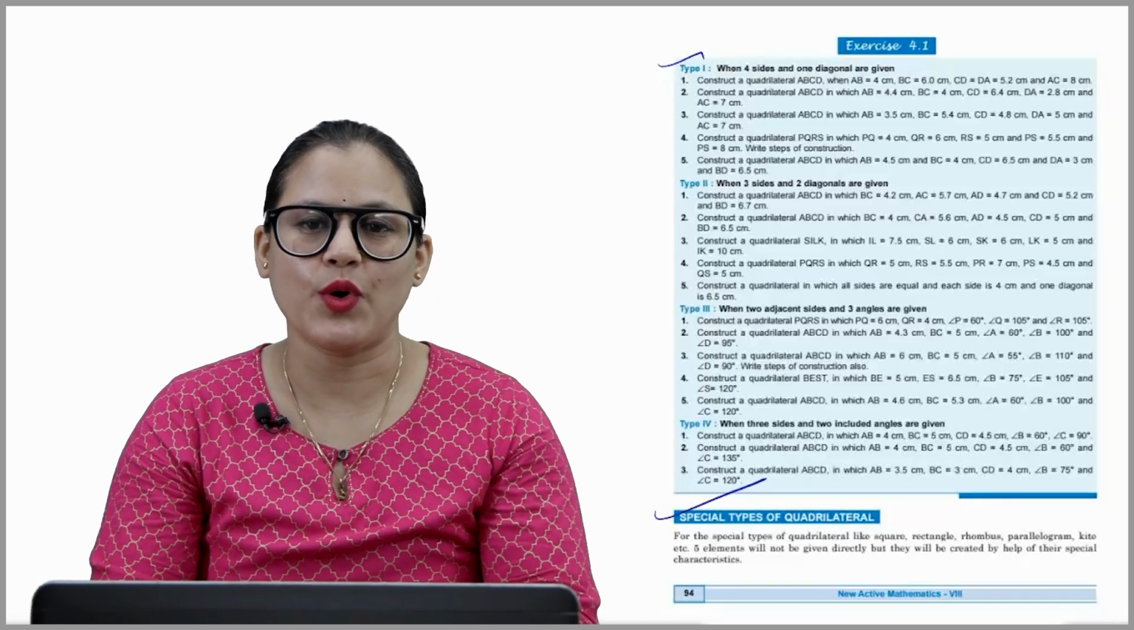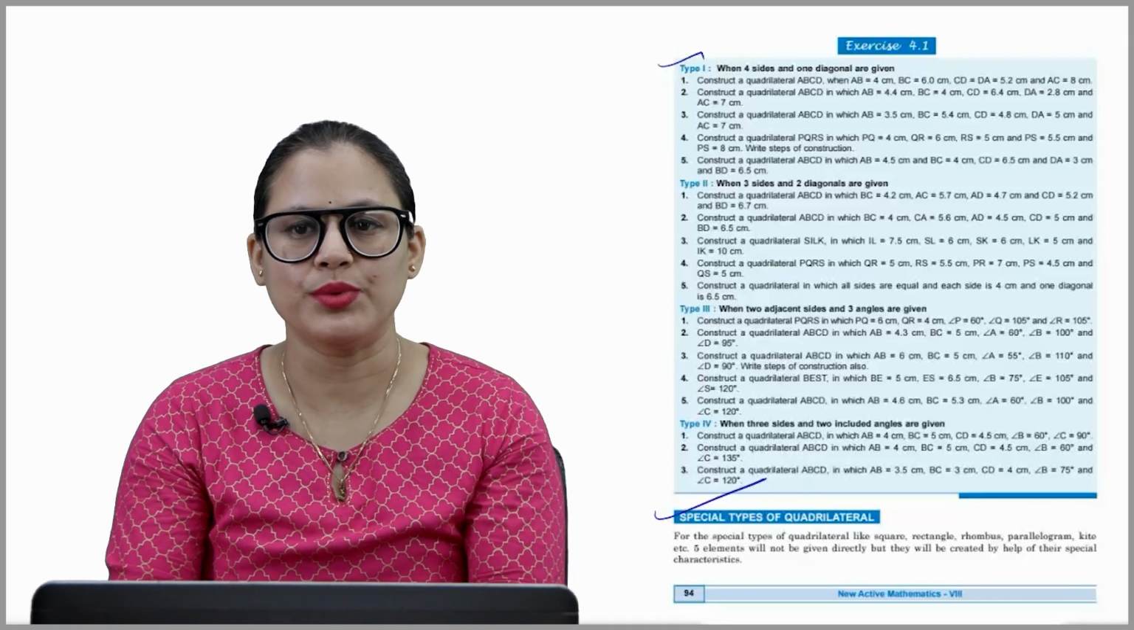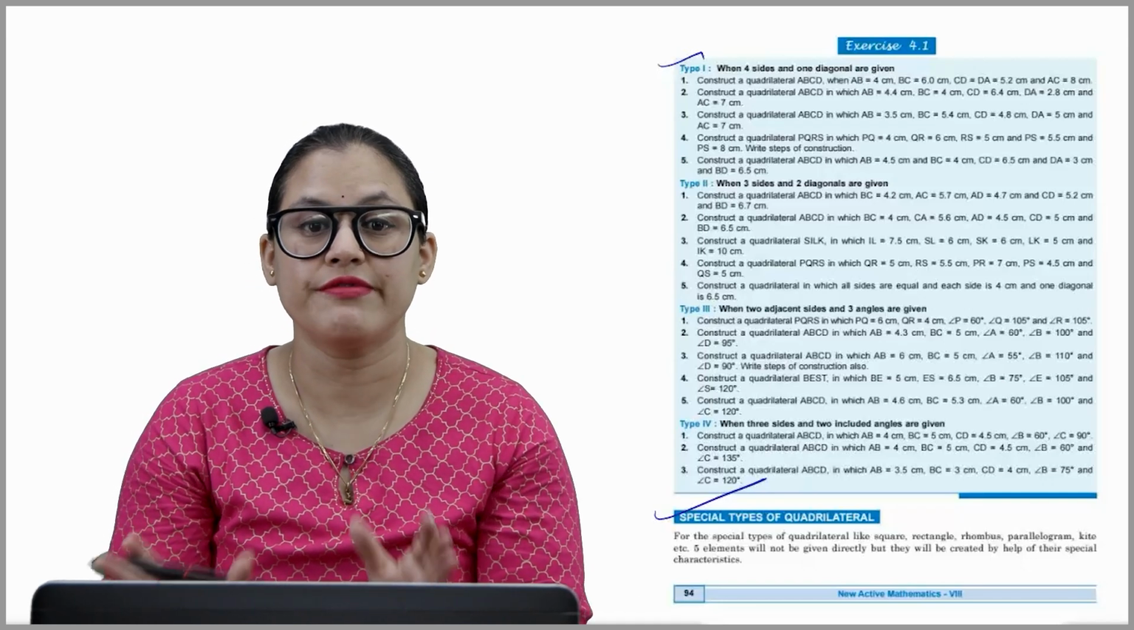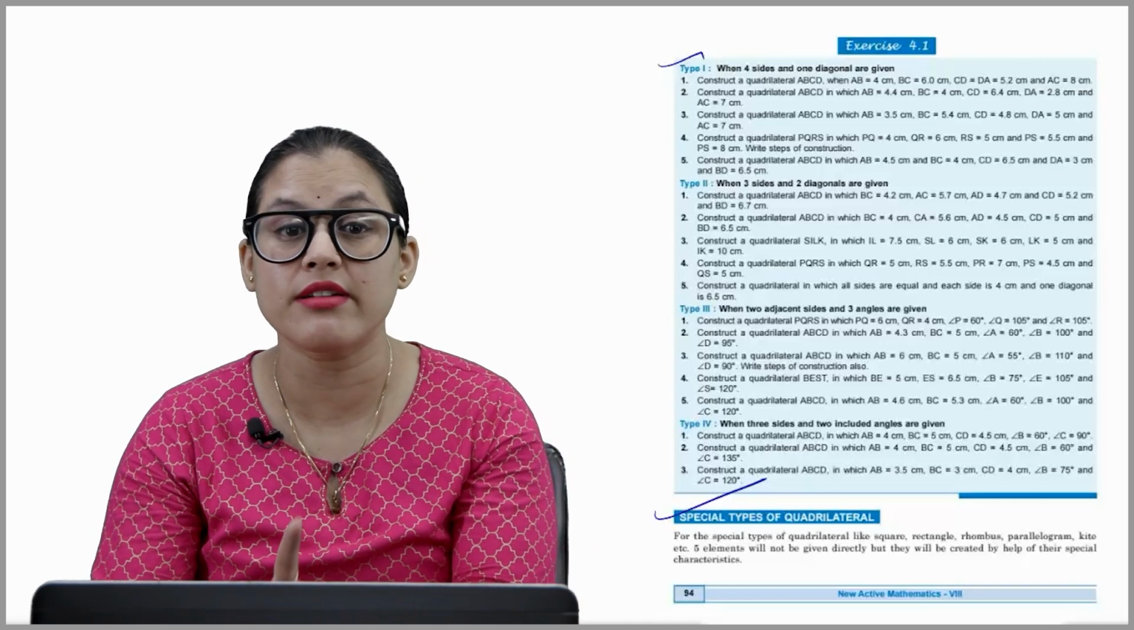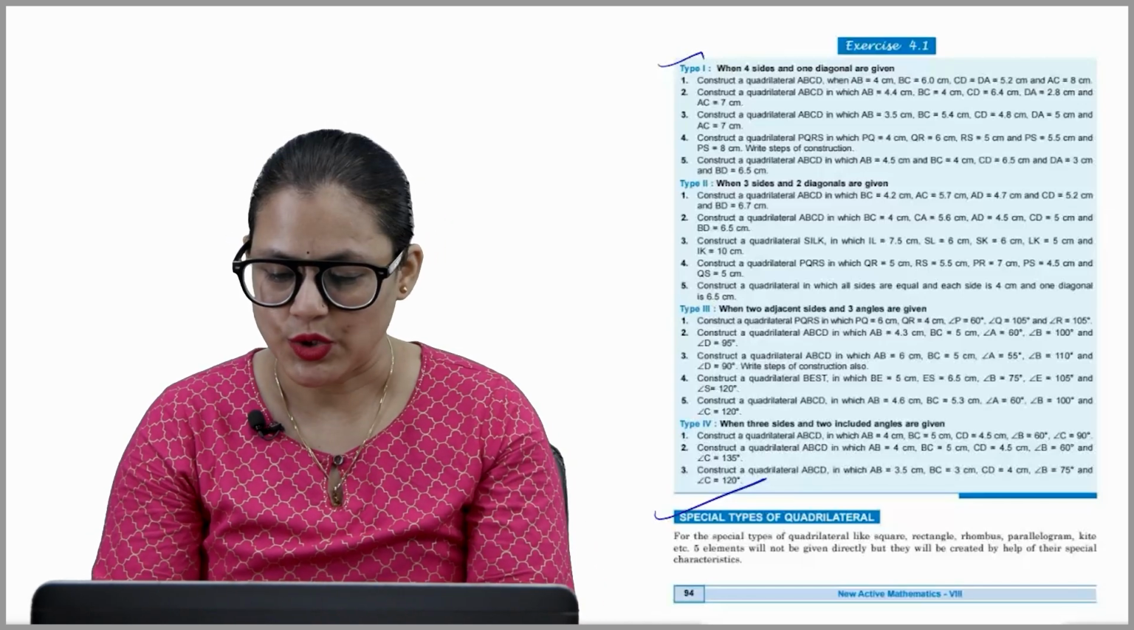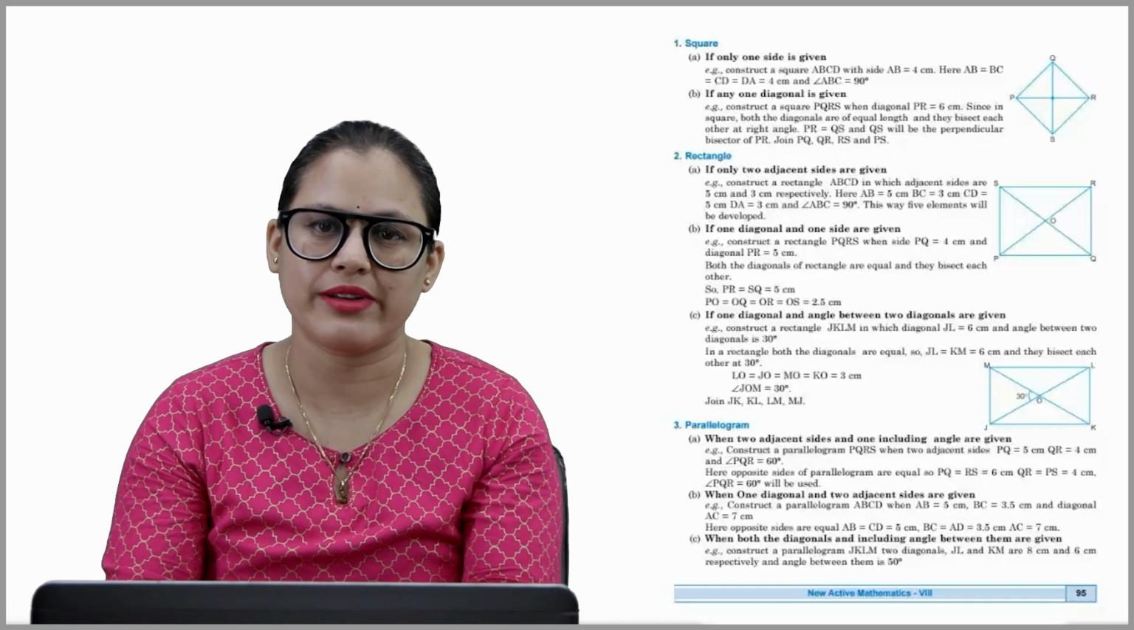For the special types of quadrilaterals like square, rectangle, rhombus, parallelogram, kite, etc., 5 elements will not be given directly, but they will be created with the help of their special characteristics. Okay, so let's check out what the special characteristics are.